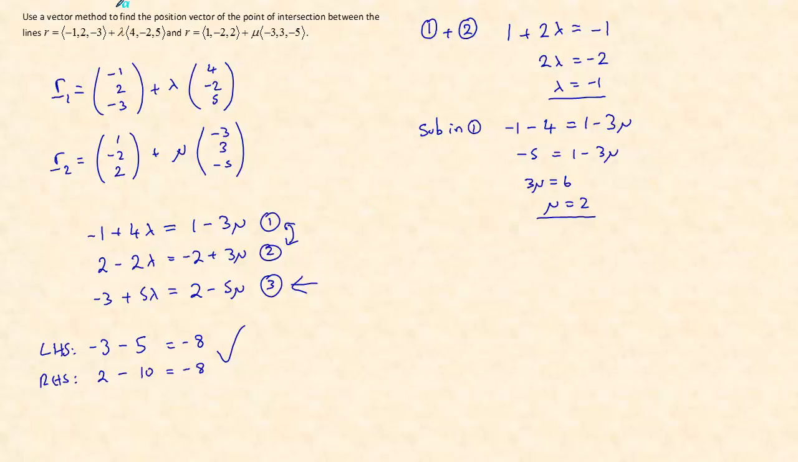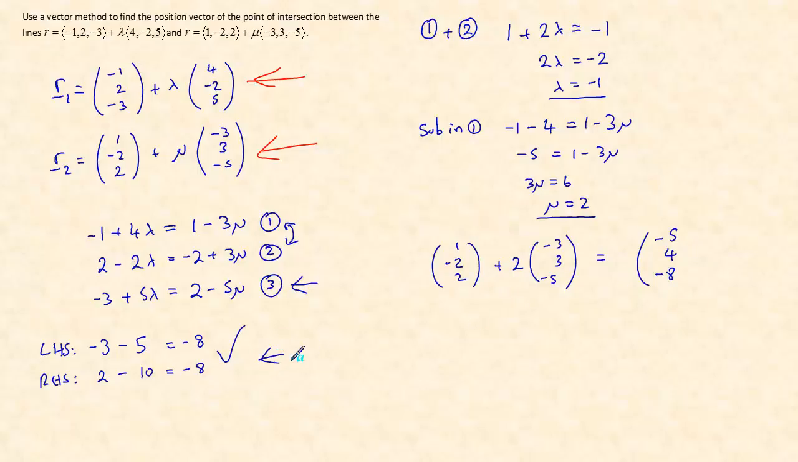Now to find the position vector, we can either take our value of lambda back to here, or our value of mu back to here. I'm going to take mu to here. So we're going to have (1, -2, 2) plus twice (-3, 3, -5). So that's going to give us 1 take away 6 is -5, -2 add 6 is 4, and 2 take away 10 is -8. We did that over here anyway. And so there's our position vector.